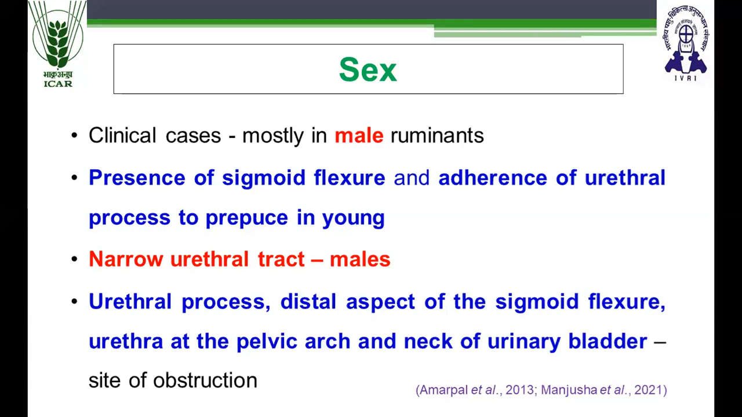The sites of obstruction of urolithiasis in male animals: the first site is the urethral process. Then it is the distal aspect of the sigmoid flexure. And third is the urethra at the pelvic arch and the neck of the urinary bladder.